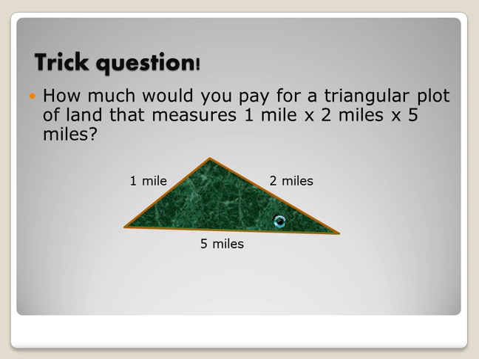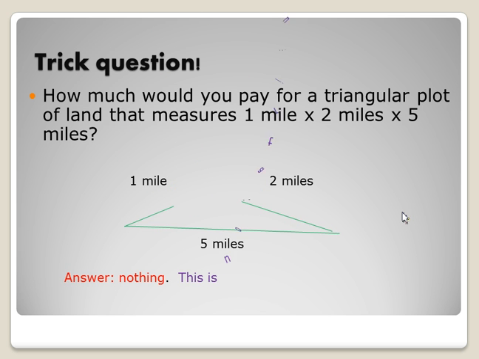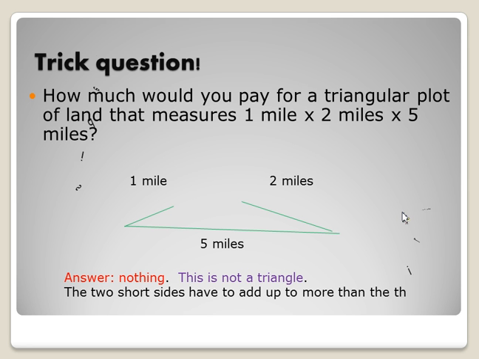Okay, now here's a trick question. If you've got a plot of land that's 1 mile by 2 miles by 5 miles, how much should you sell it for? How much would you pay? Well, probably not a good idea to pay anything for it. This actually isn't a triangle. A triangle has to have the two short sides add up to more than the third. Otherwise, you don't have a triangle.